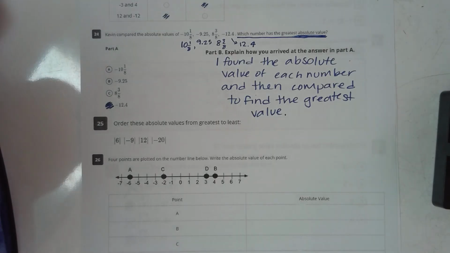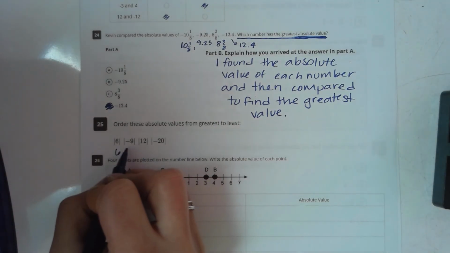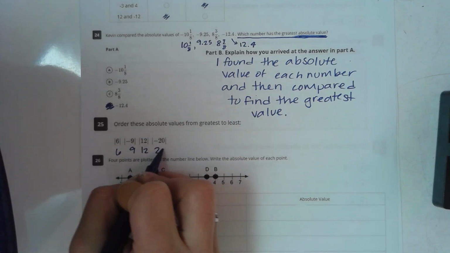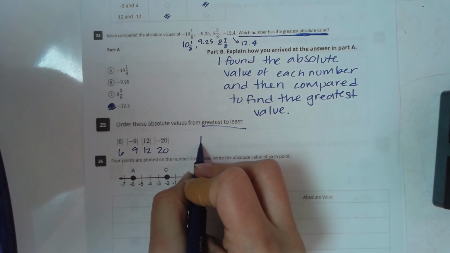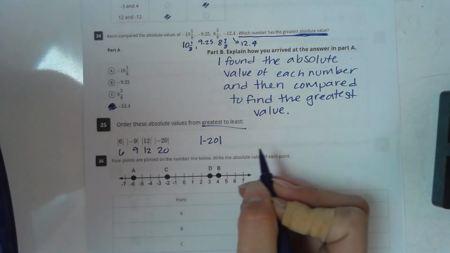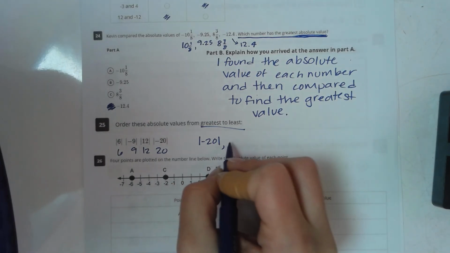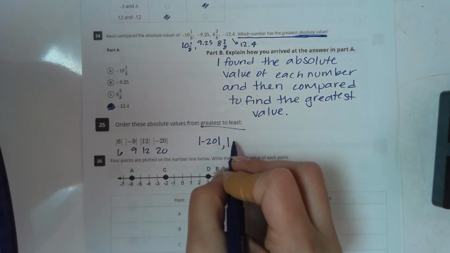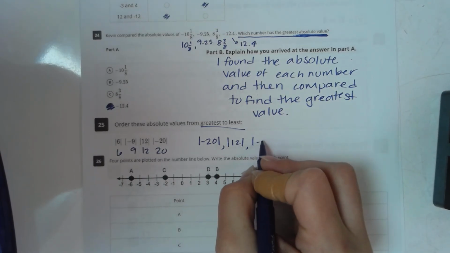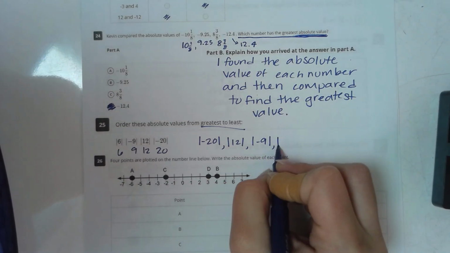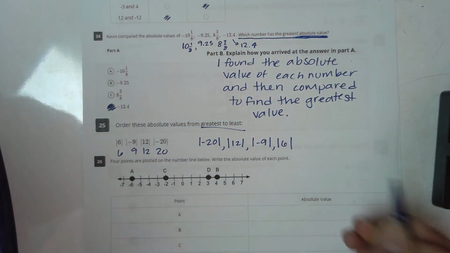Number 25, order these absolute values from greatest to least. So I have 6, 9, 12, and 20. And it's greatest to least. So it would be the absolute value of -20, the absolute value of 12, the absolute value of -9, and the absolute value of 6.